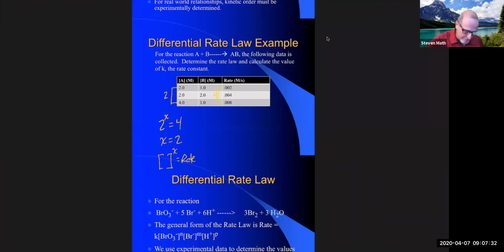Now let's look at B. We've got to find one where B is constant, or excuse me, where A is constant. A is constant right here, and B doubled.